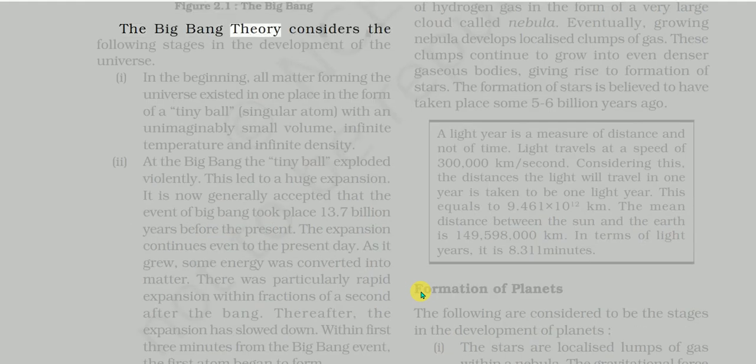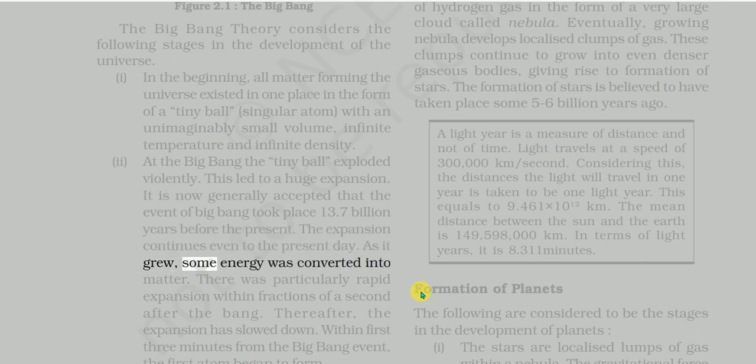The Big Bang theory considers the following stages in the development of the universe. 1. In the beginning, all matter forming the universe existed in one place in the form of a tiny ball, a singular atom, with an unimaginably small volume, infinite temperature and infinite density. 2. At the Big Bang, the tiny ball exploded violently. This led to a huge expansion. It is now generally accepted that the event of the Big Bang took place 13.7 billion years before the present. The expansion continues even to the present day.